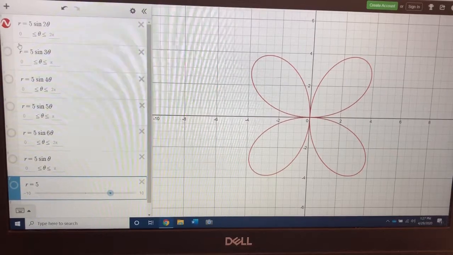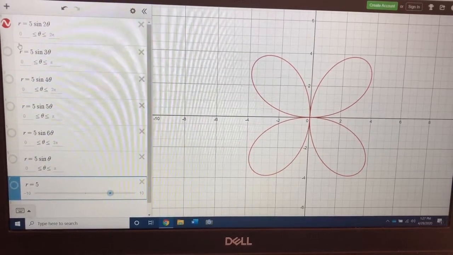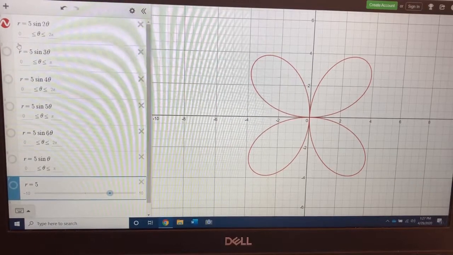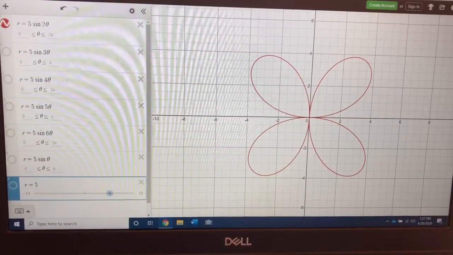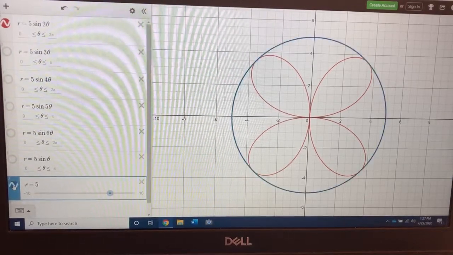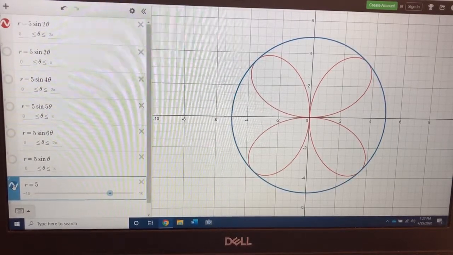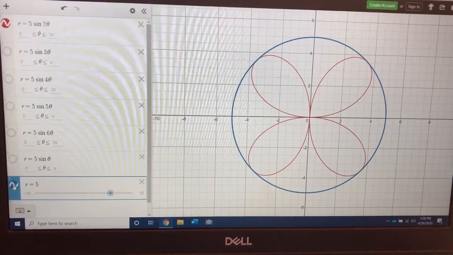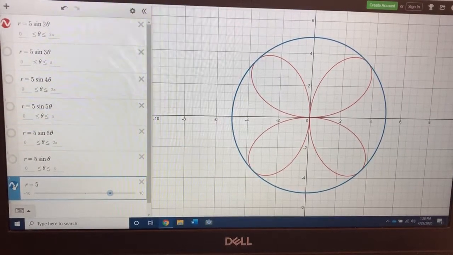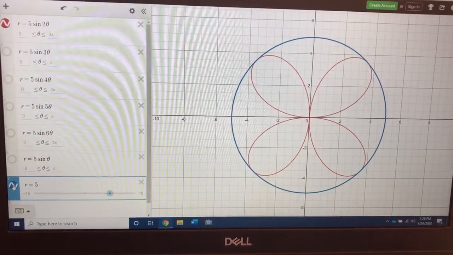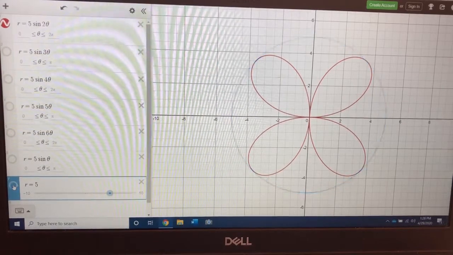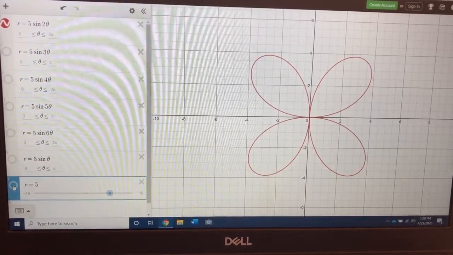I also want to point out to you that the petals are of length 5. I'm going to graph an equation that represents the circle with radius 5 so that you can see that the petals all just are tangent to that circle that has radius 5. So the petal length is 5 units. So let me make that circle go away so you can just see the rose curve.